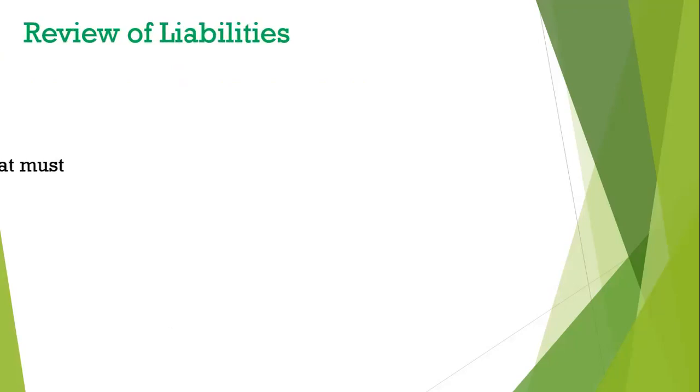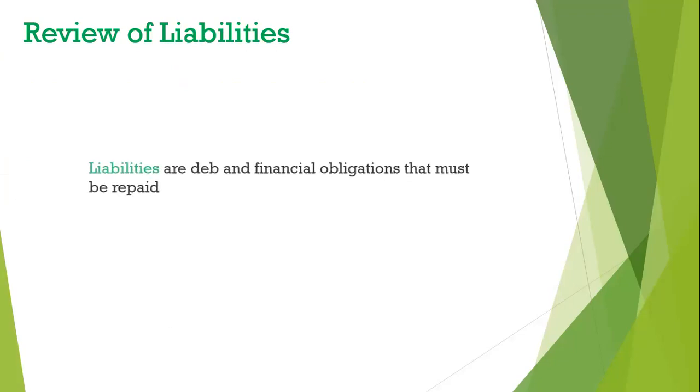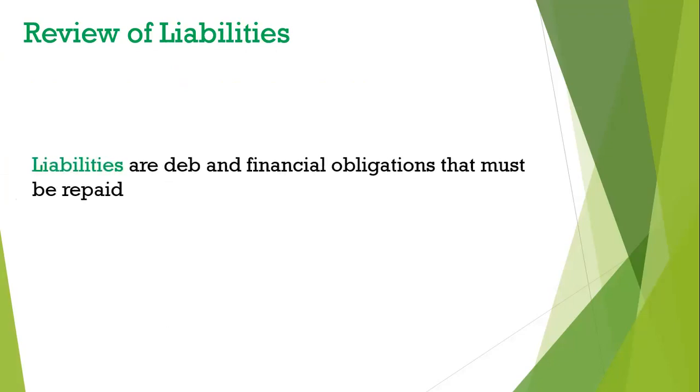Another one will be a review of liabilities. You have to review the liabilities so you can see how many liabilities you have, how long you are going to pay them back, and whether they help you build assets. Because there are some liabilities that help you build assets, and those are considered good ones. Liabilities are debt and financial obligations that must be repaid.